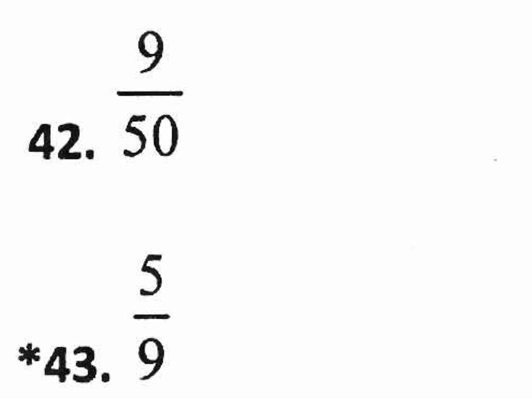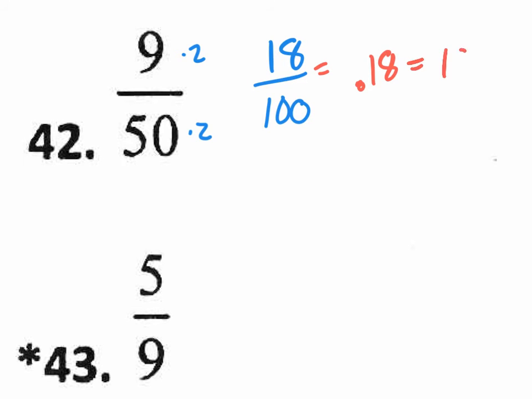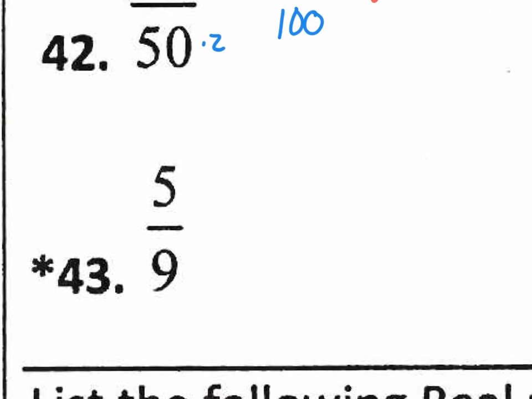Let's convert that 50 to 100 by doing what? Times 2, times 2. What do we end up with? 18 over 100. What's the decimal going to be? 0.18. That's really 18 hundredths, right? Because it's in the hundredths position. This is also read 18 hundredths. How about as a percent? 18%. All right, we're starting to wake up. Good.